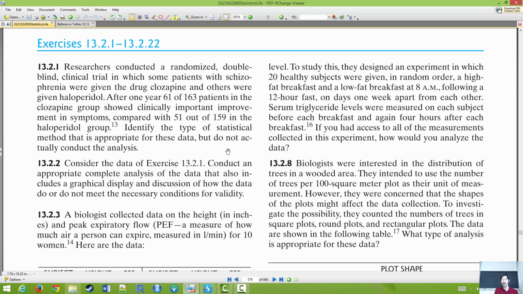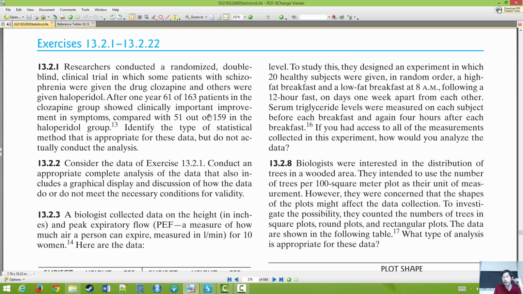Okay. Do you guys have an idea? Well, we have a categorical predictor. Okay, so what is our predictor? Patients were given either drug. Okay, yes, so we have a categorical predictor because they were either given this drug or this drug. So we've got two categories, and that's depending on which drug they received.